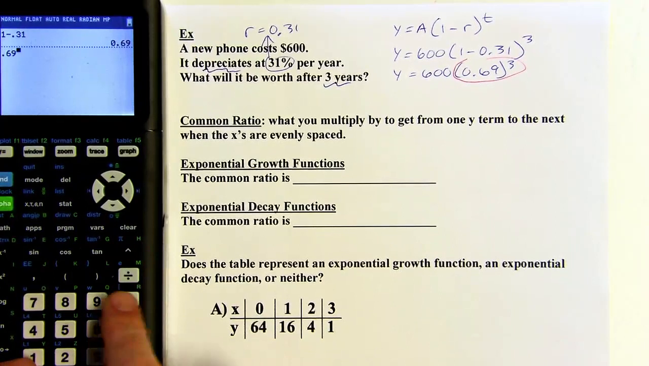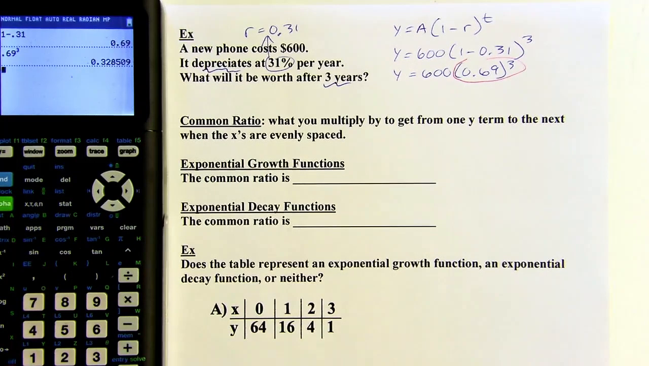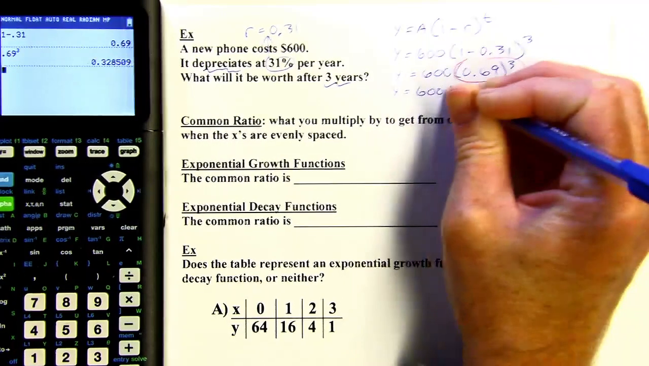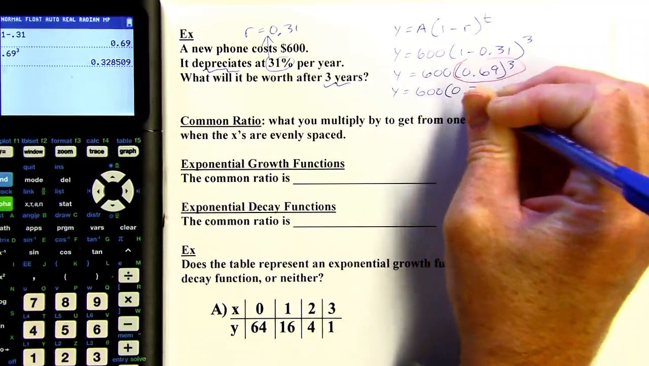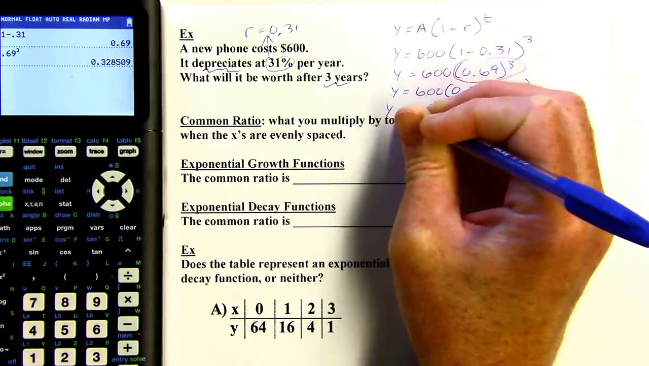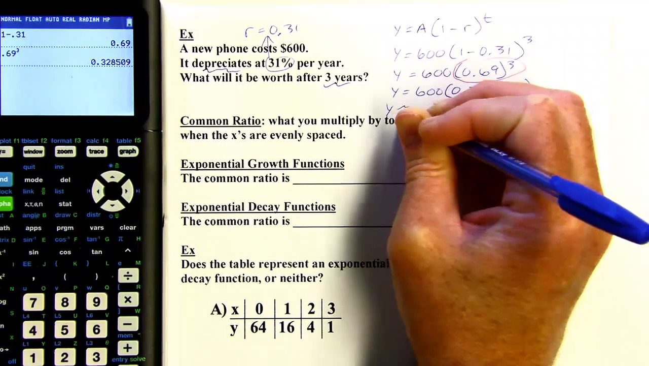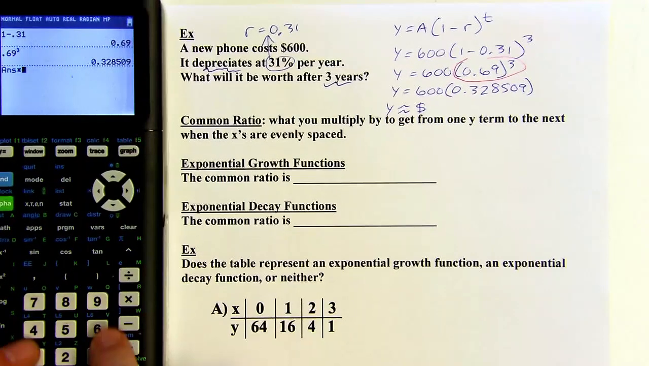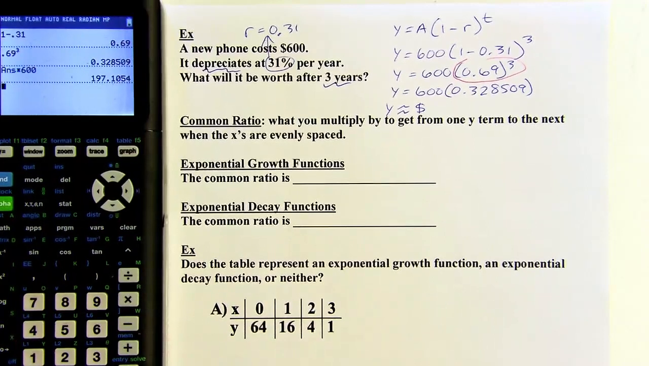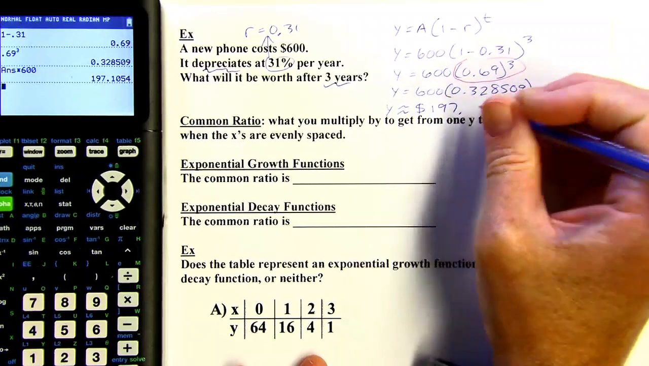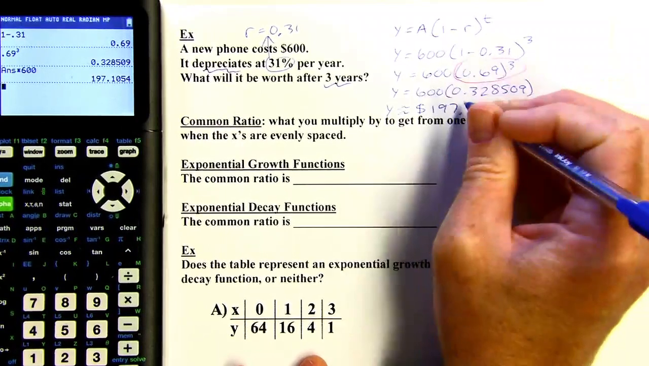All right, 0.69 to the third is this number. It's not that long of a decimal. I guess I'll just write this whole thing here. And then I'll multiply that out. And I should get my final answer, which I'm going to round to the nearest cent. Okay, so I'm going to take this decimal, multiply it by 600, and I've got $197.11.